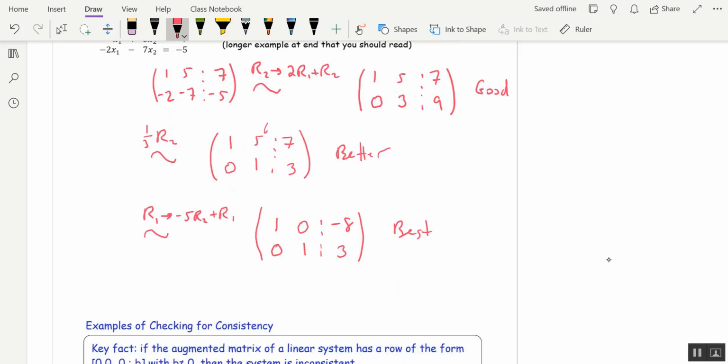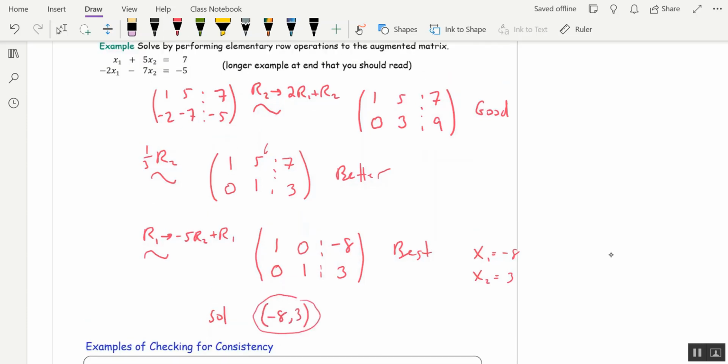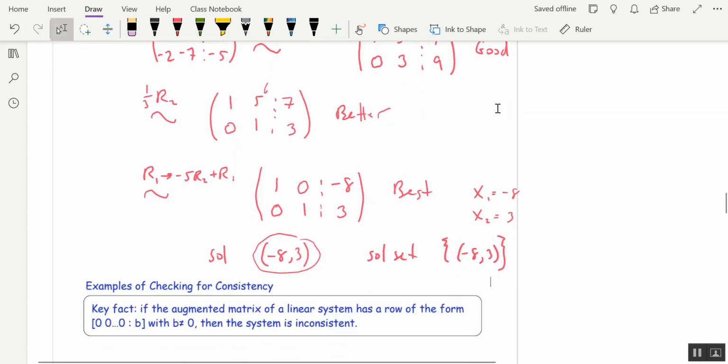And now I can read the solution right off. If this corresponds to a linear system, x1 equals -8 and x2 is 3. So the solution is the ordered pair -8, 3. Or I could write the solution set. The solution set is the set consisting of this one solution. Either one's fine.